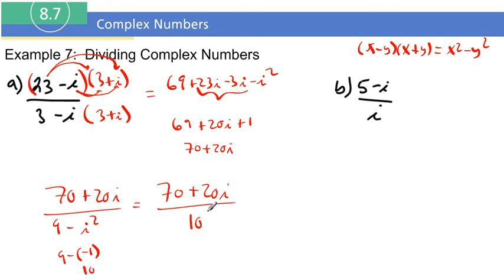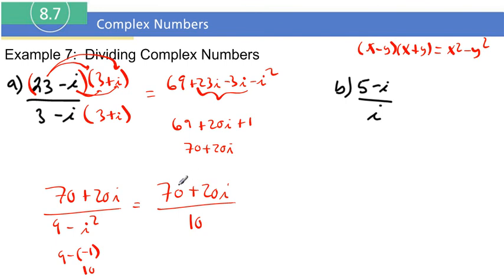So I went a little faster. How did I get 10? By doing this right here. i squared is negative 1. Bring down the 9, bring down the negative. 9 minus a negative 1 is 10. Now check this out, okay? See how 10 can go into 20 and 10 can go into 70? But as of right now, there's a plus sign, so I can't divide anything into these guys yet.